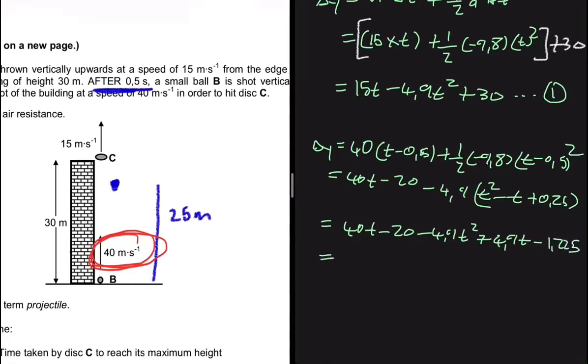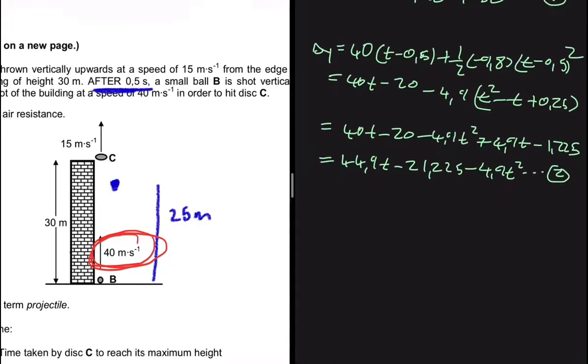So 40t plus 4.9t, that will be 44.9t, and then minus 20 minus 1.225, that will be minus 21.225. And then we have minus 4.9t squared. And then this is our equation 2, right?